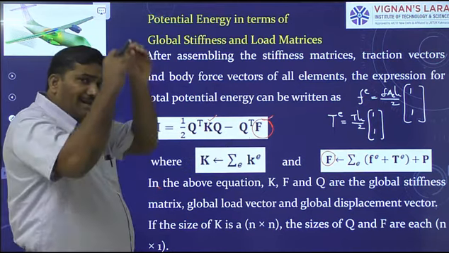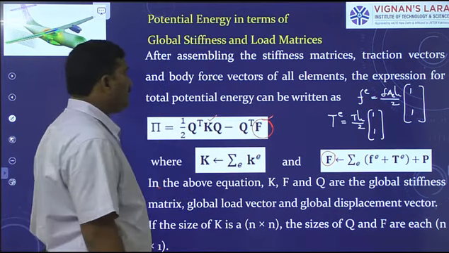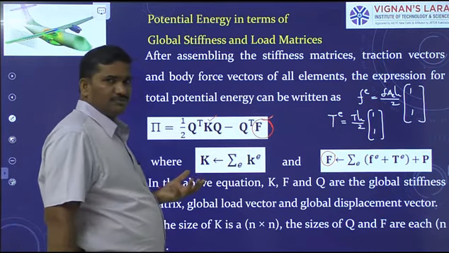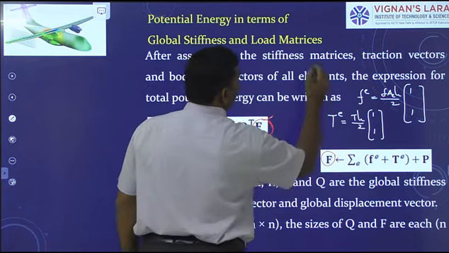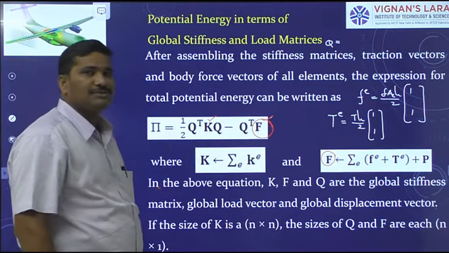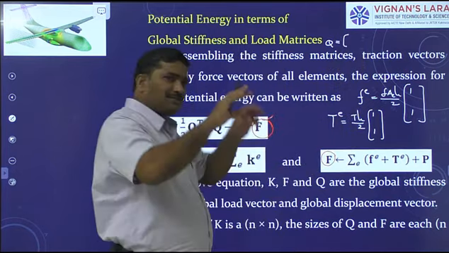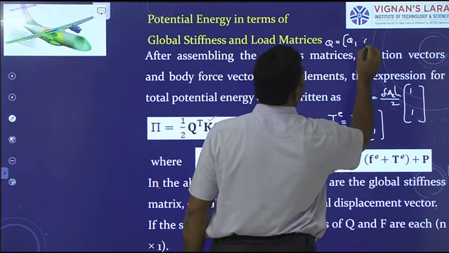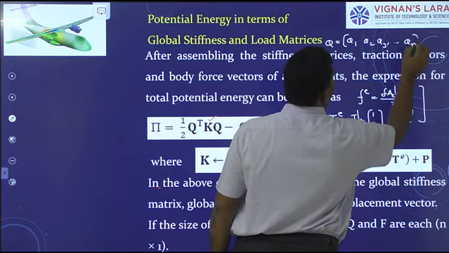Remember, if there are n degrees of freedom in the domain, then what is the size of Q? What is the size of K? What is the size of Q transpose? We know that capital Q is the global displacement vector. It is a column matrix. We define it as a column matrix. Therefore, you can write it as the transpose of a row matrix for convenience. Hence, the elements are Q1, Q2, Q3 and so on, ending with Qn, transpose.